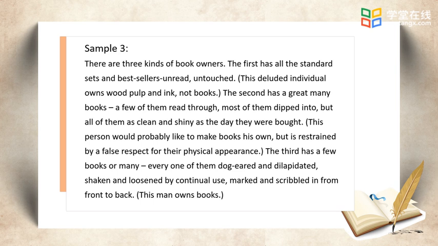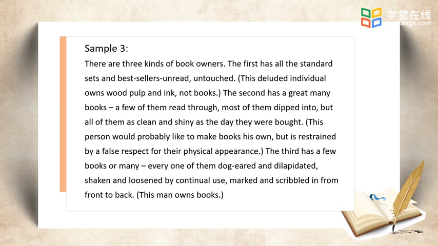This person would probably like to make books his own, but is restrained by a false respect for their physical appearance. The third has a few books, or many, every one of them dog-eared and dilapidated, shaken and loosened by continual use. Marked and scribbled in, from front to back. This man owns books. Now, analyze the classification in this paragraph.